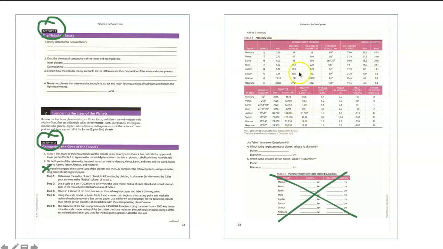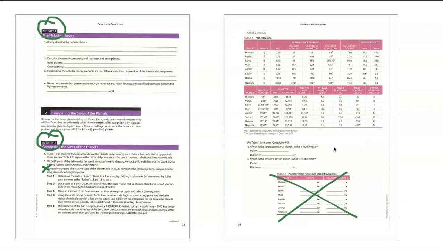Questions in activity 2, again, are asking about the table. For example, number 1 asks you to draw a line on this chart here between the terrestrial and Jovian planets and label it the asteroid belt. This question here asks you what's the largest terrestrial planet, what's its diameter. So you're just going to go along and answer the questions.